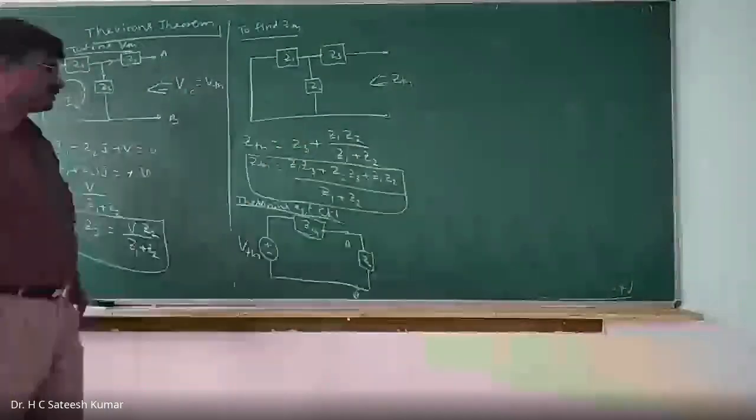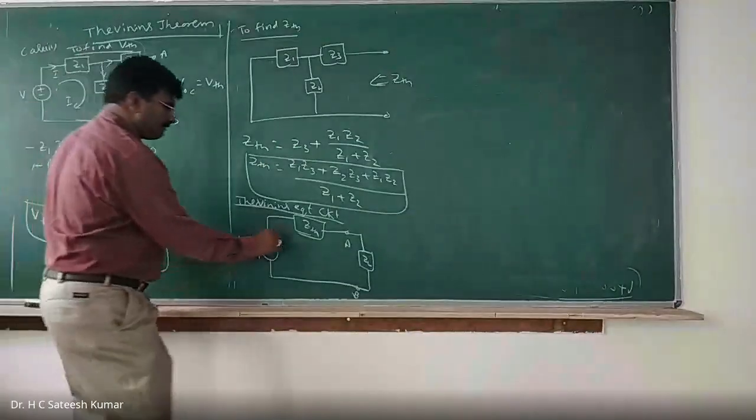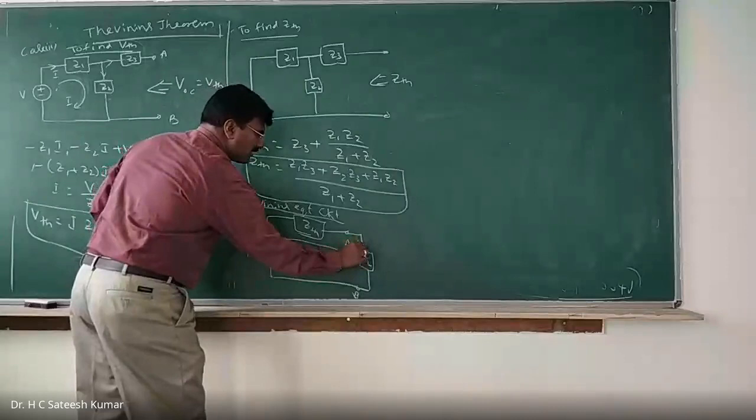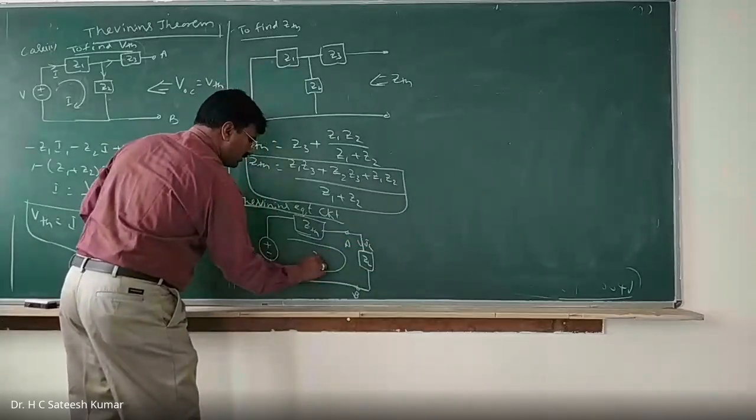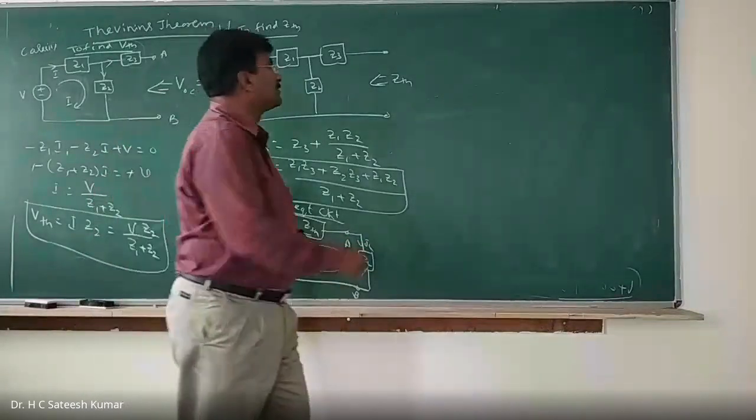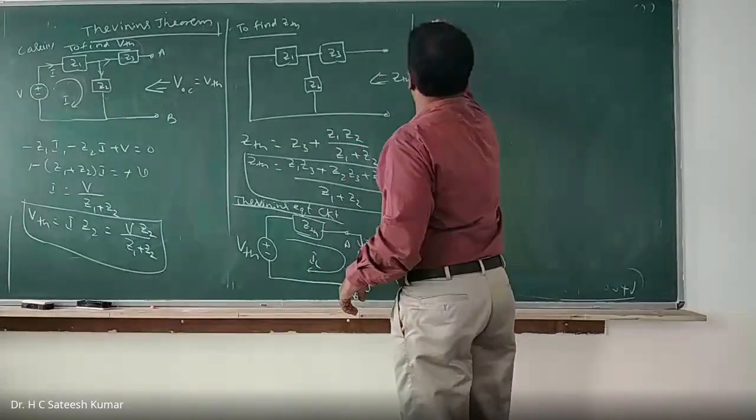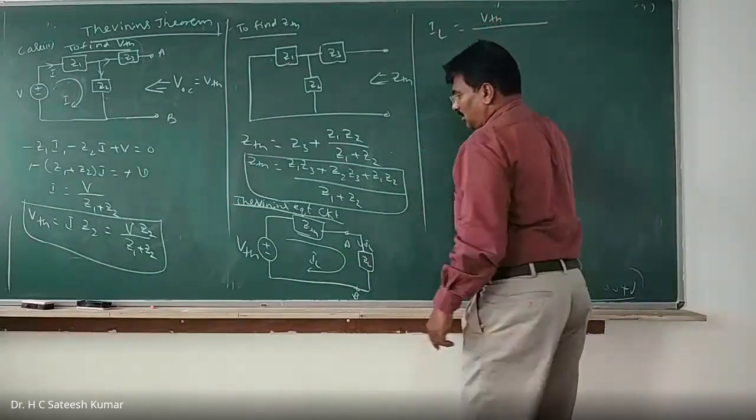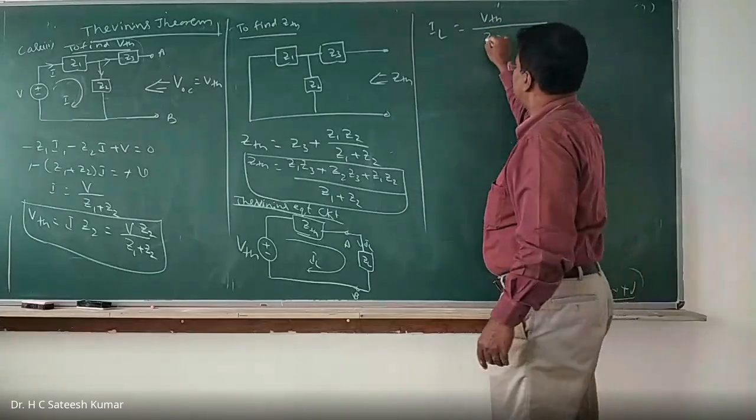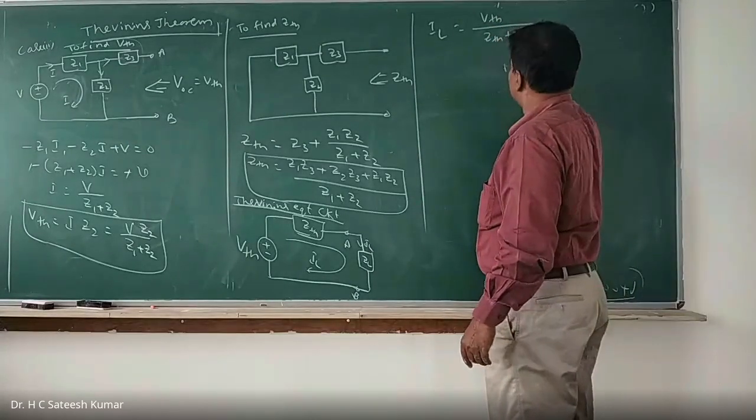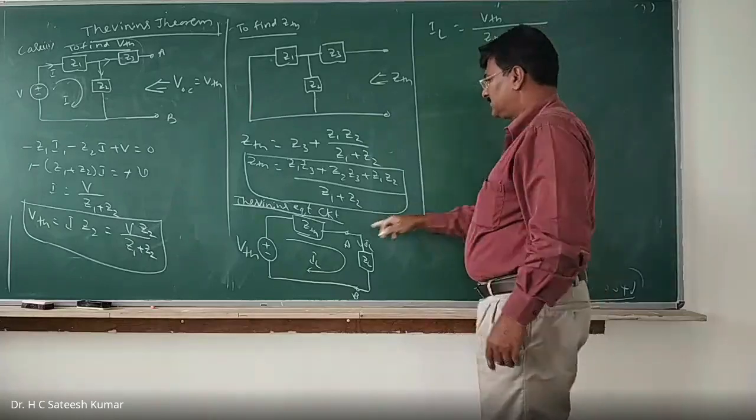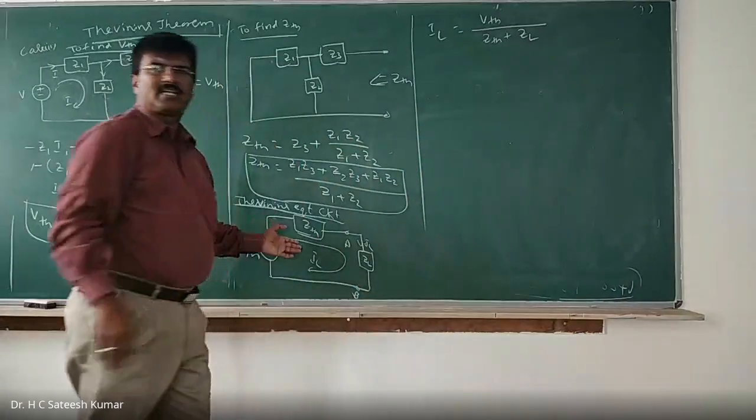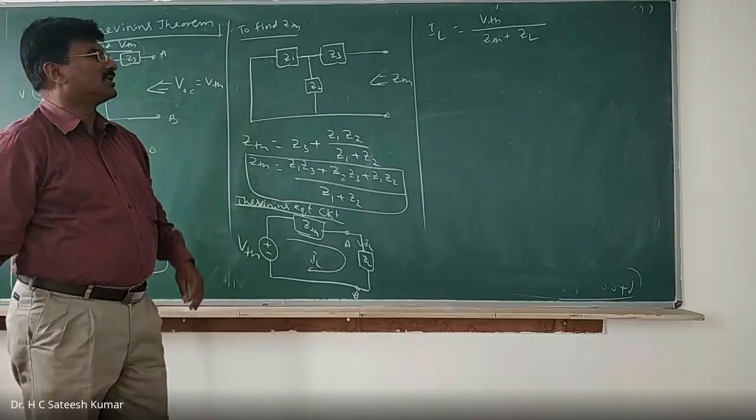Okay. Now you find out the IL. This is your IL. IL is equal to, using Thevenin's equivalent circuit, IL is equal to what? IL is equal to total voltage VTH. Your total impedance is what? ZTH plus ZL. Or you can apply KVL and you can do it. Okay. It's very easy. So therefore, what is that?